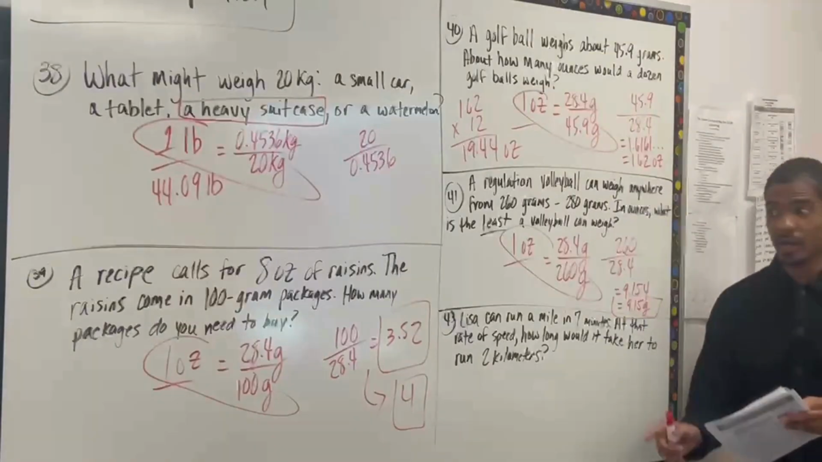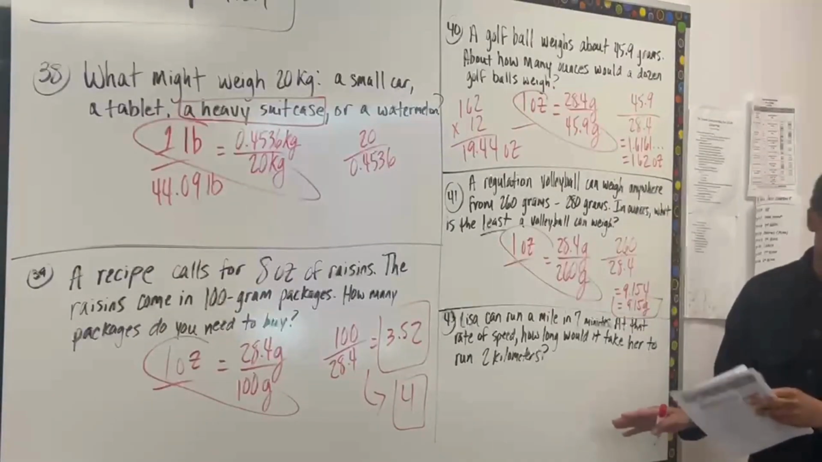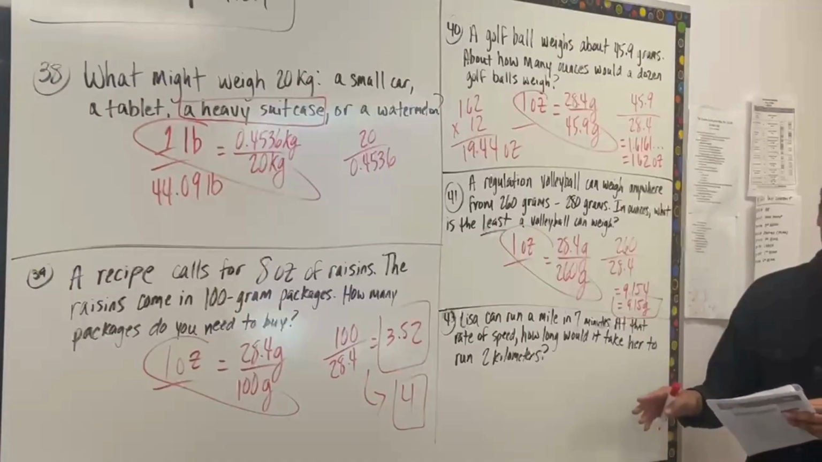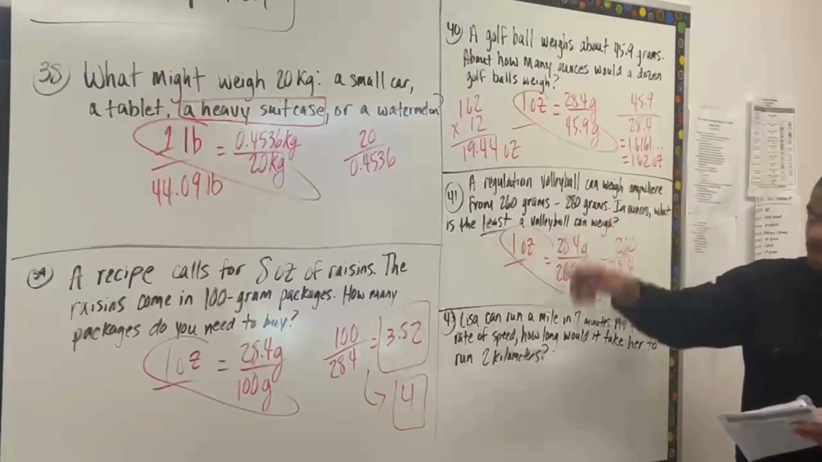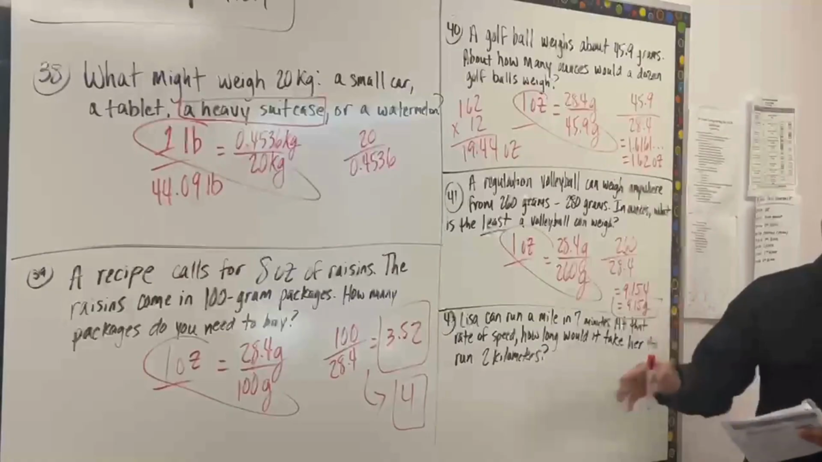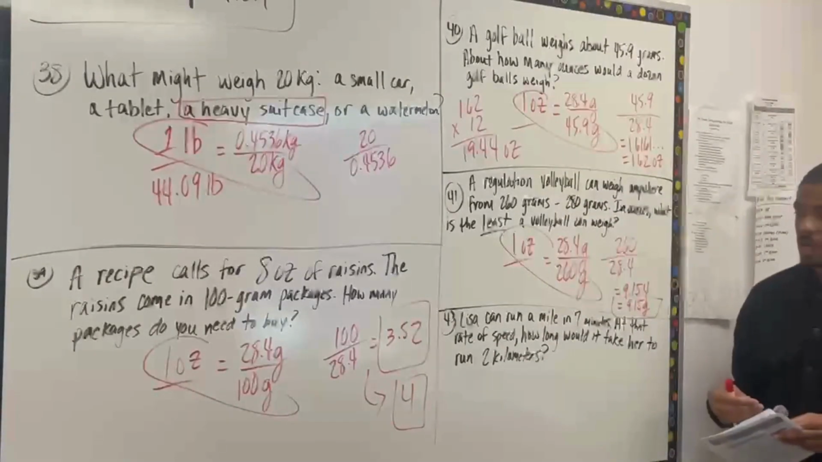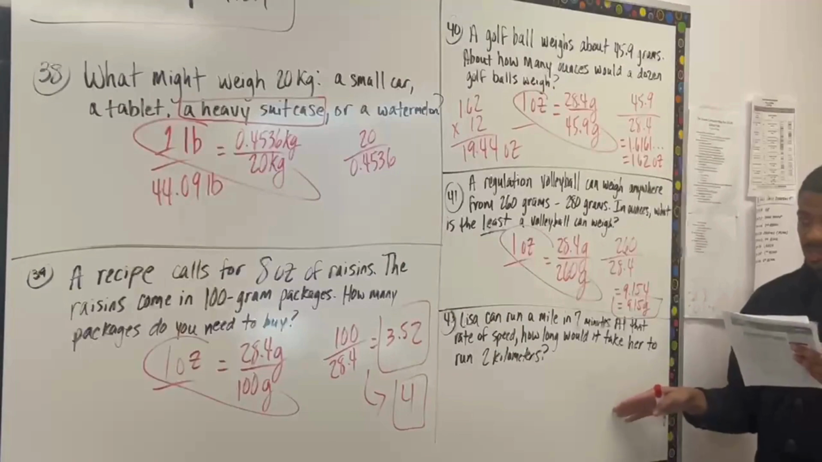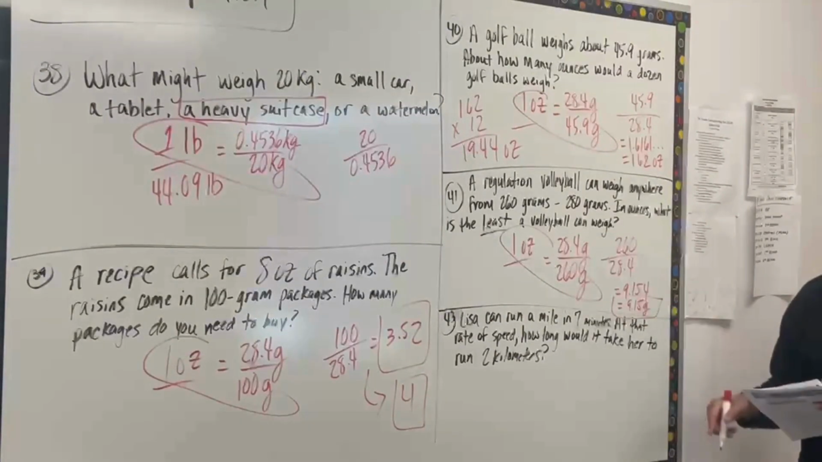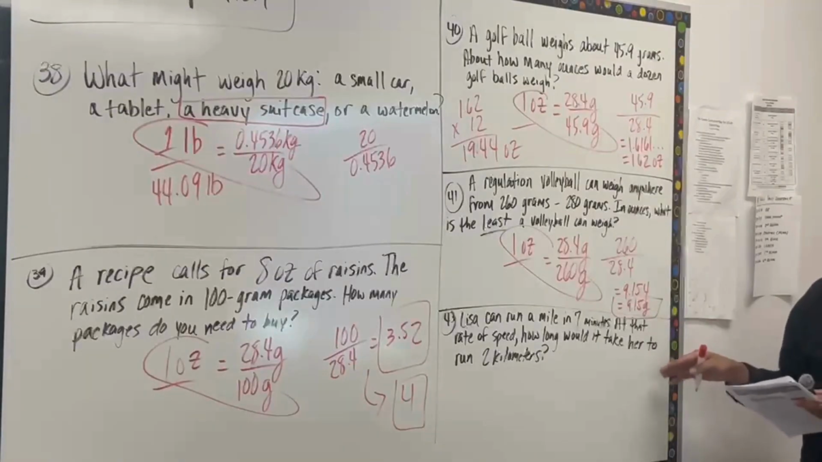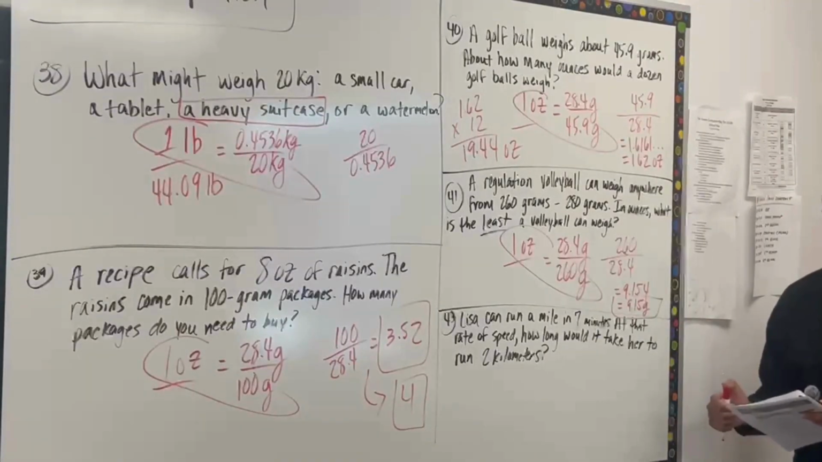All right, now I'm going to be honest. 43 was a beast. Of all of them, 43 was probably the most challenging. Those were pretty easy. And like I said, it pretty much used the same conversion from ounces to grams. Okay, now this one was a little bit more challenging. So it says, Lisa can run a mile in 7 minutes. At that rate of speed, how long would it take her to run 2 kilometers?